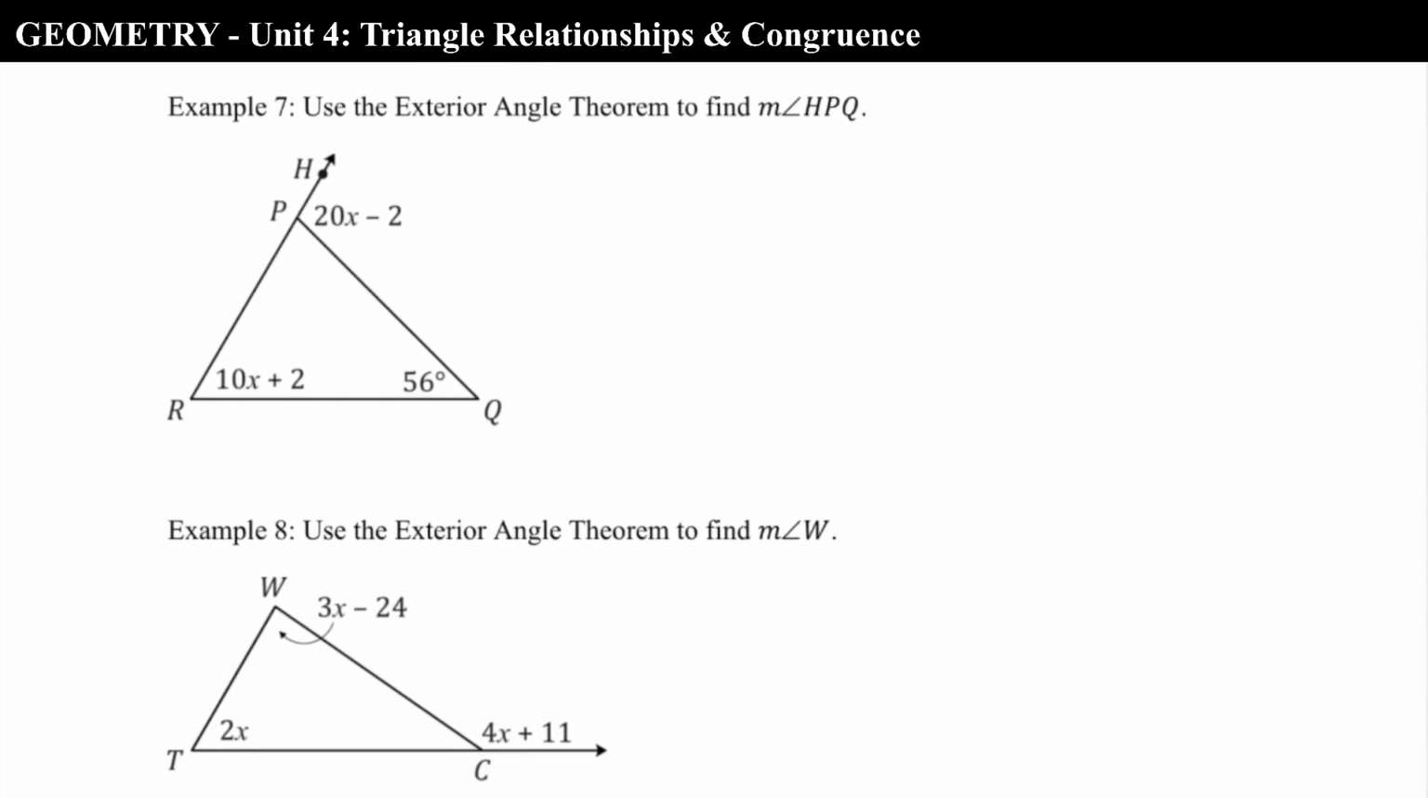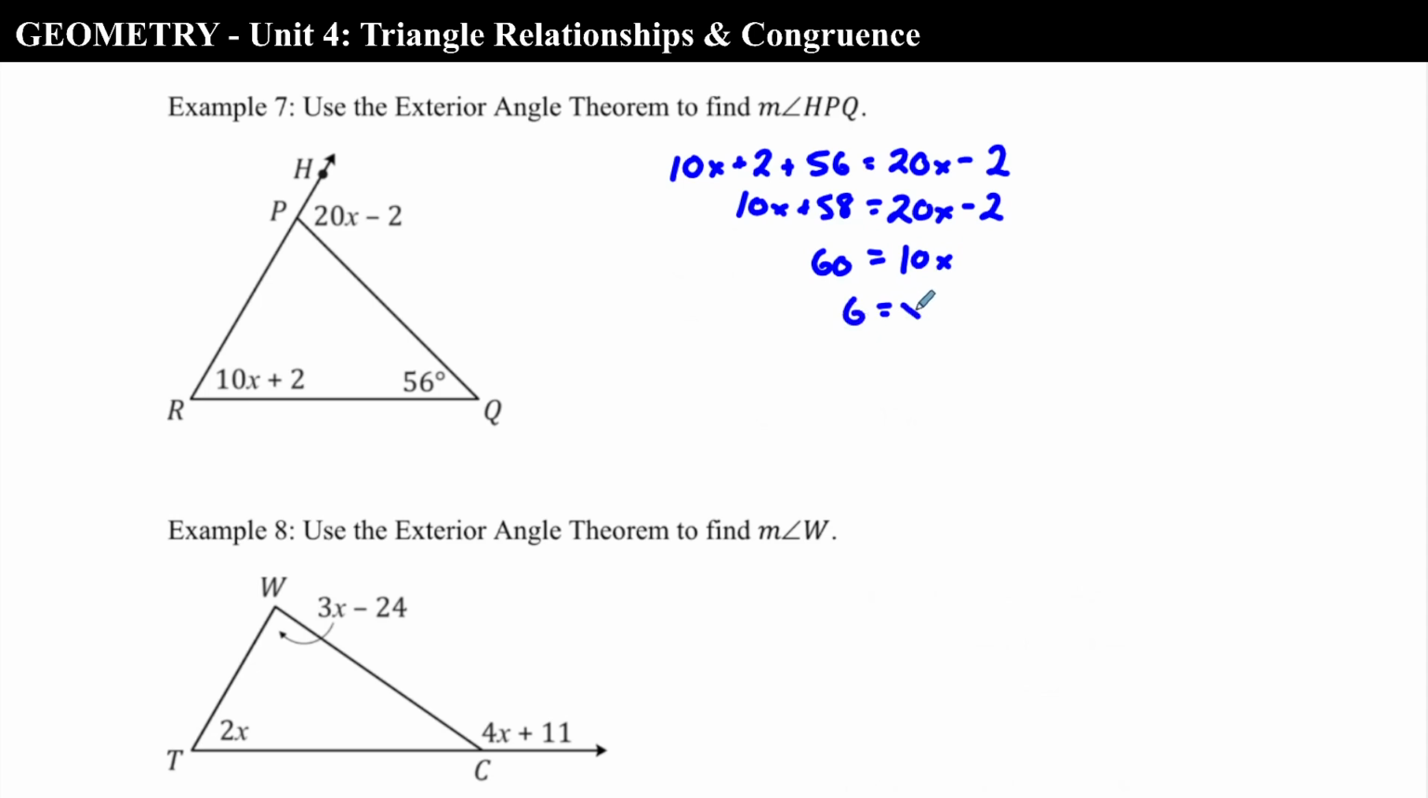For example 7, we have our two remote angles here. I have our exterior angle here. So we're going to find x first. So 10x plus 2 plus 56 is going to be equal to 20x minus 2. So we combine our like terms here, get plus 58. And I'm going to go ahead and move things all in one go. So subtract 10x from each side, you get 10x on this side. Add a 2 to the other side, you get 60. Divide each side by 10, and you get x is 6.